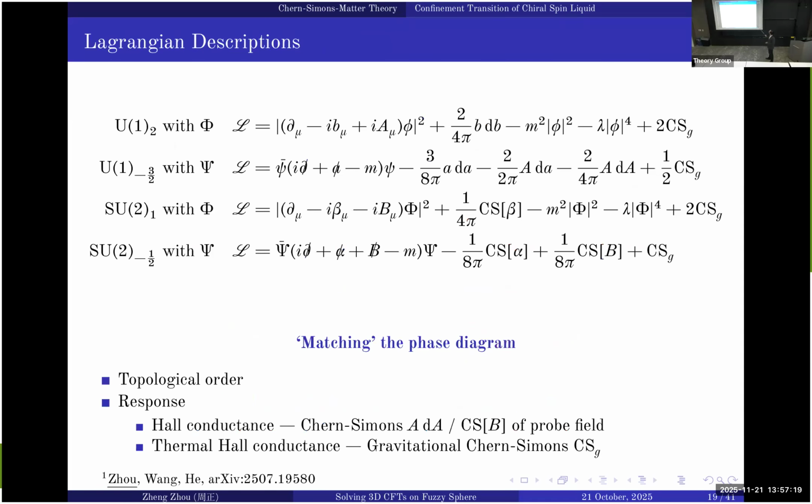Theoretically, we can show that this transition can be described by the 4 dual Lagrangians. We can match the phase diagram, meaning that we can match the topological order on both sides, and also match the response. This includes the Hall conductance given by the Chern-Simons term of the probe field, and also the thermal Hall conductance, which is given by the gravitational Chern-Simons term.